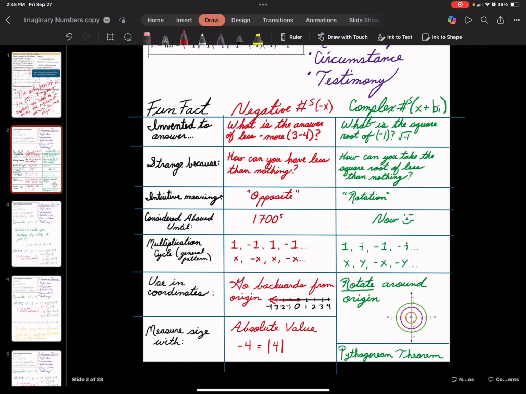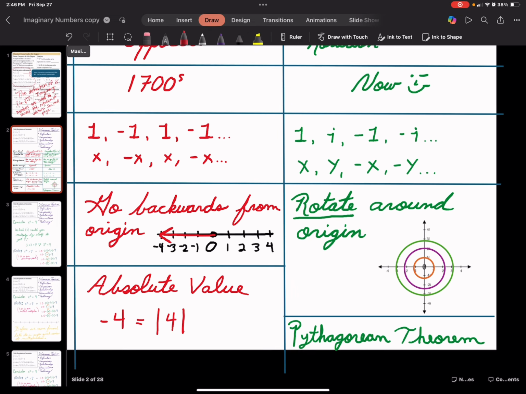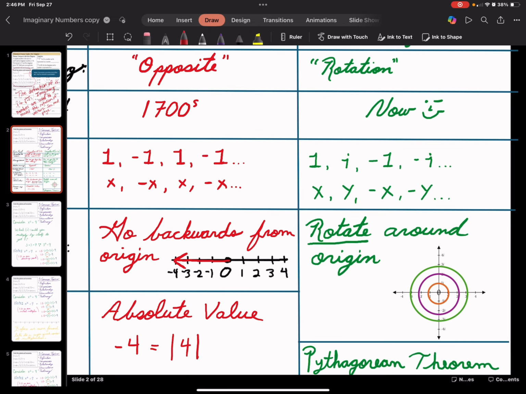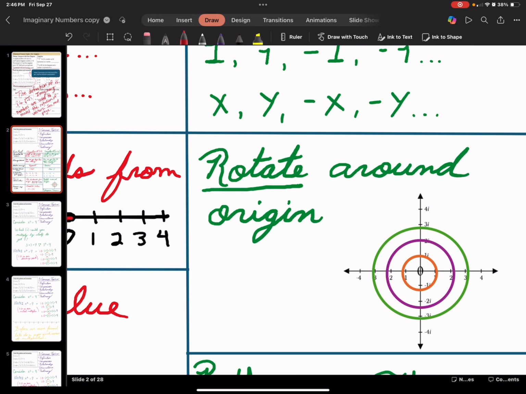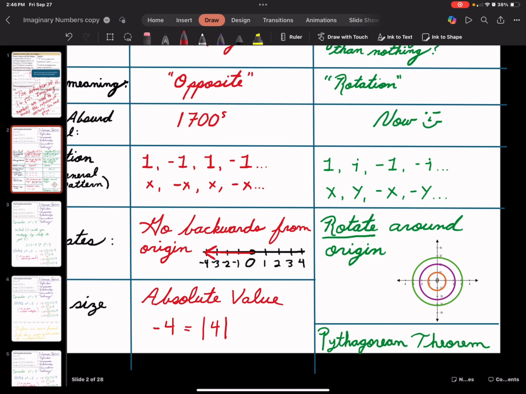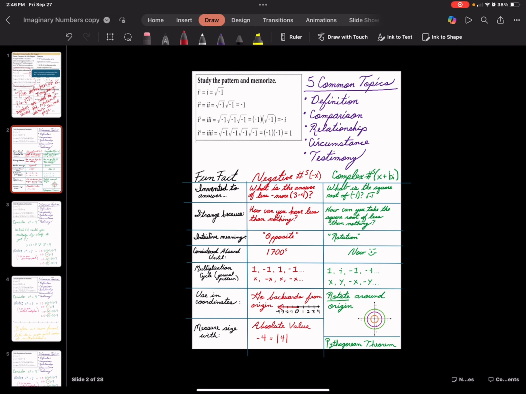Use in coordinates. They rotate, which you can see that intuitive meaning, rotation, coming around again, rotate around origin. And you can see that these are rotating around the point of origin. With the orange one, we're talking about starting with 1. With the purple, we're starting with 2, even though it's not directly on it. And with the 3, we started at 3 and we rotated around the point of origin until we got all the way back. And we will break that all down in a little bit.